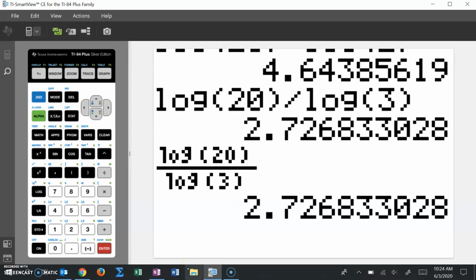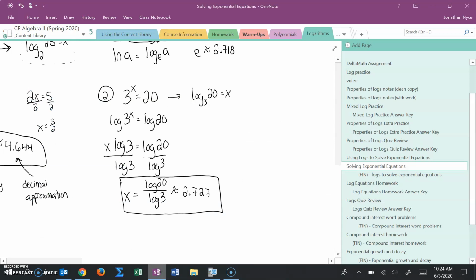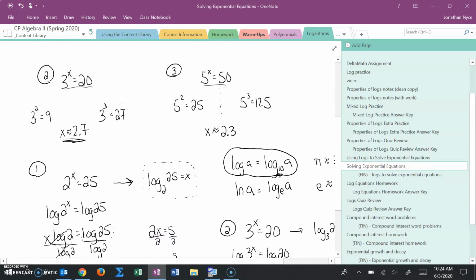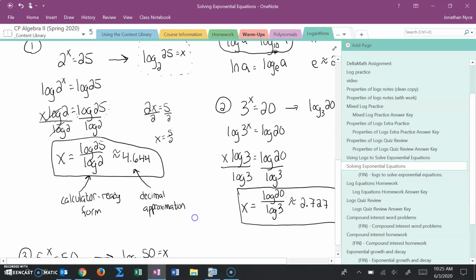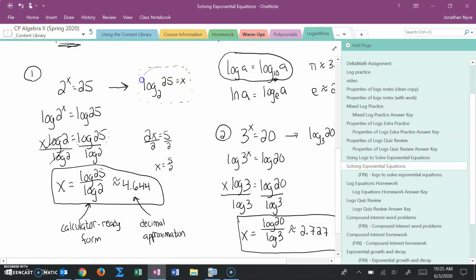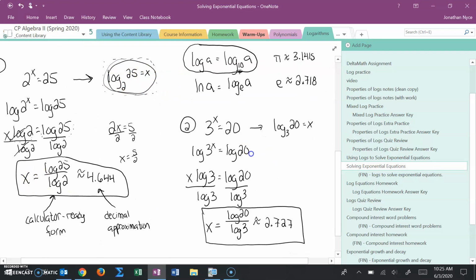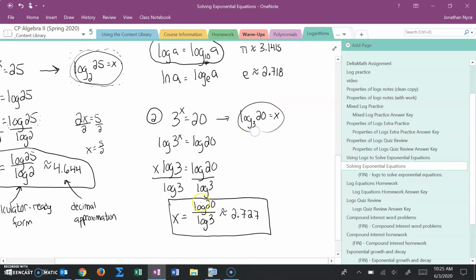All right, we'll do that last example then. Let's see, 5 to the x equals 50. Again, we could go to logarithmic form, log base 5 of 50 equals x. And hopefully what you've noticed with the first two, this that we rewrote as x is the same as this, and this that we rewrote as x is the same as this.